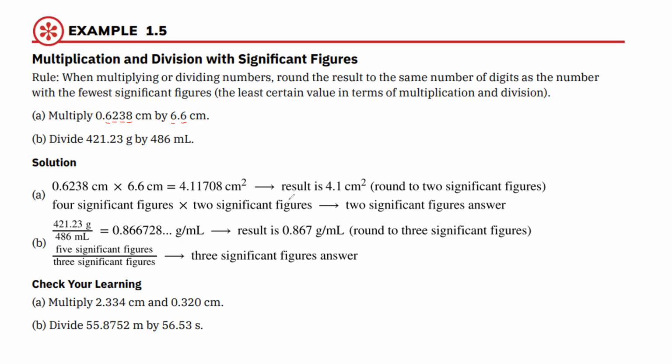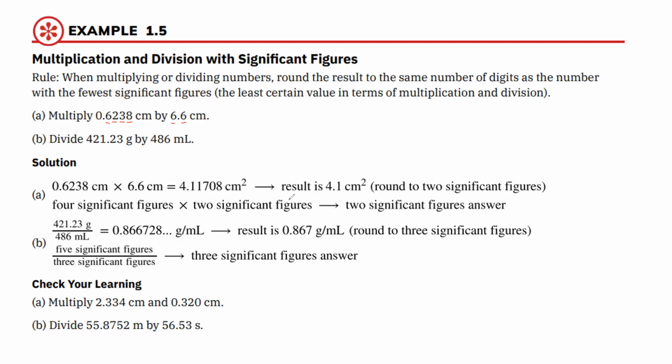Because we've only got 2 in that second measurement, we can only have 2 sig figs in our final answer. So if we just go through and see how they set that one up, our calculator answer would be 4.11708. But again, we can only have 2 sig figs. So we check the third one to see how we round that second digit. And in this case, since that third digit's a 1, we'll just round our final answer to 4.1.